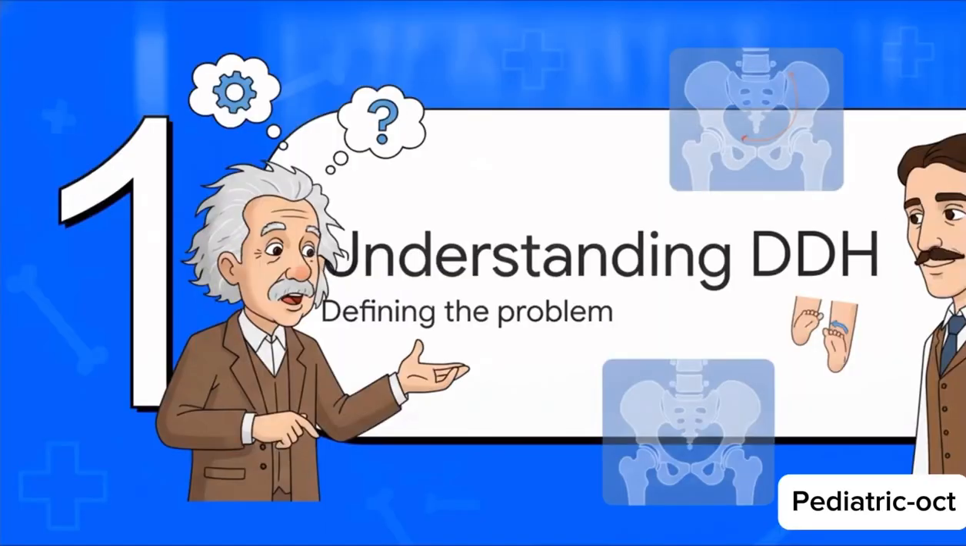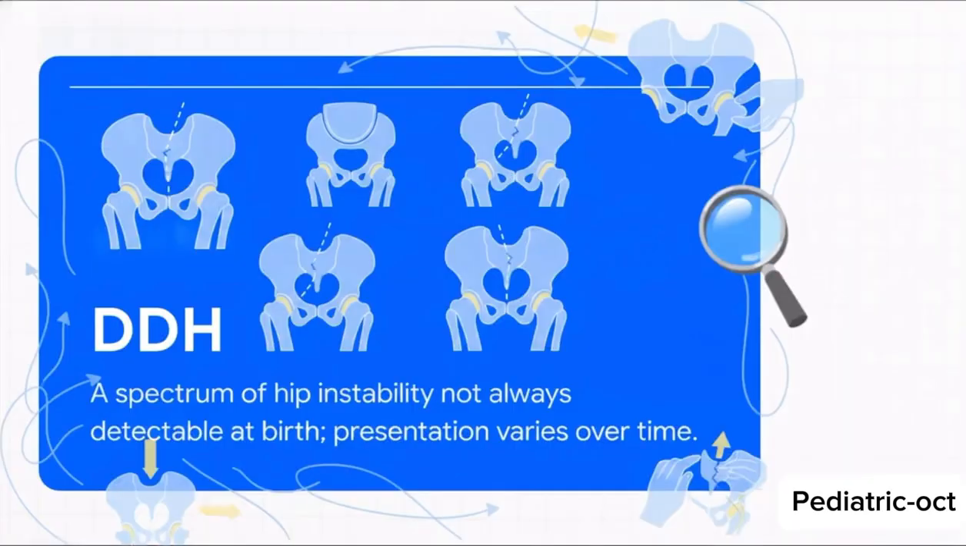Section 1. Understanding DDH. Now, you might be wondering why the medical community shifted away from calling this congenital hip dislocation. Well, the reason is actually profound. You see, this condition isn't always detectable right at birth. The term developmental is vastly more accurate because, honestly, we're looking at a whole spectrum of hip instability here.